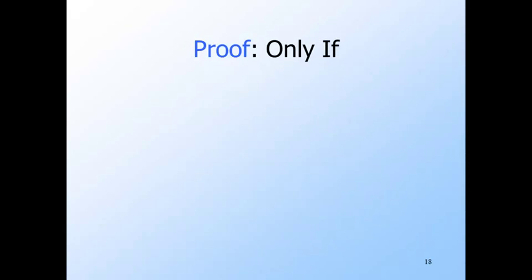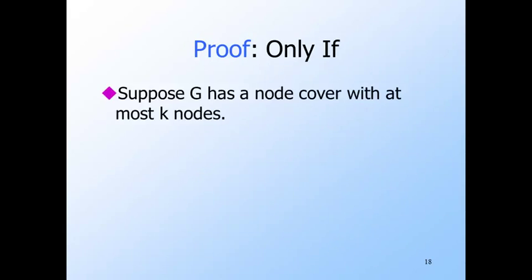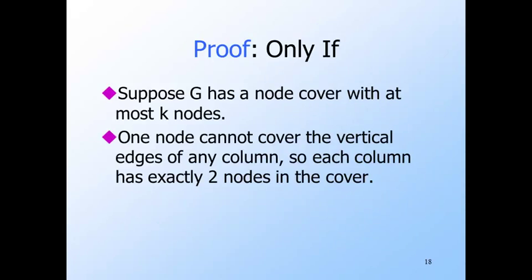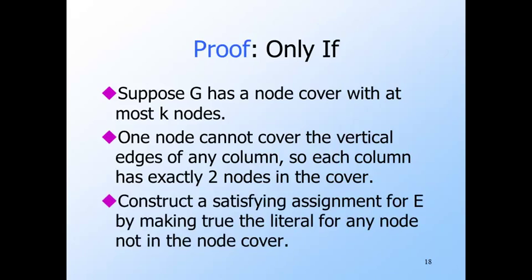The converse also follows the outline of the proof we gave in our example. So, suppose G has a node cover with k or fewer nodes. Since all the vertical edges must be covered, there must be at least 2 selected nodes in each column, because one selected node can cover only 2 of the 3 edges. We claim that from the nodes not selected for the node cover, we can figure out a satisfying assignment for E. If there is an unselected node corresponding to literal x, then make propositional variable x true in the truth assignment. If there is an unselected node corresponding to literal not x, then make x false. We'll see why this works on the next slide.